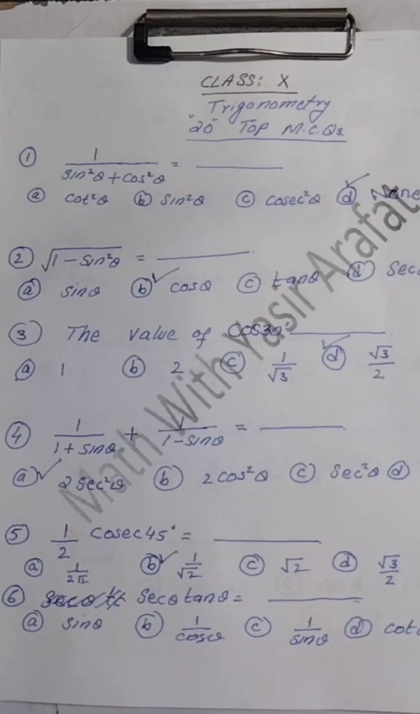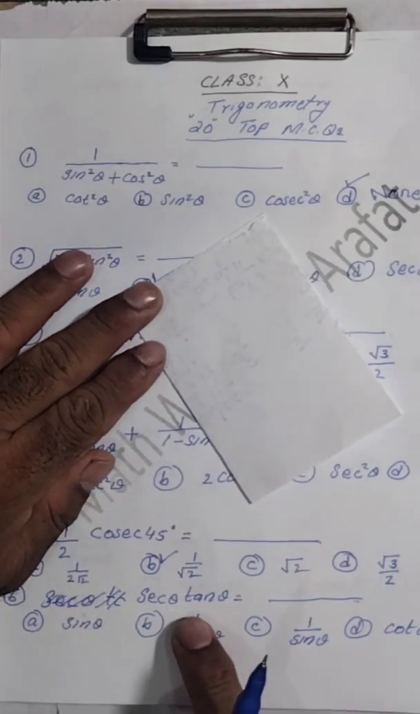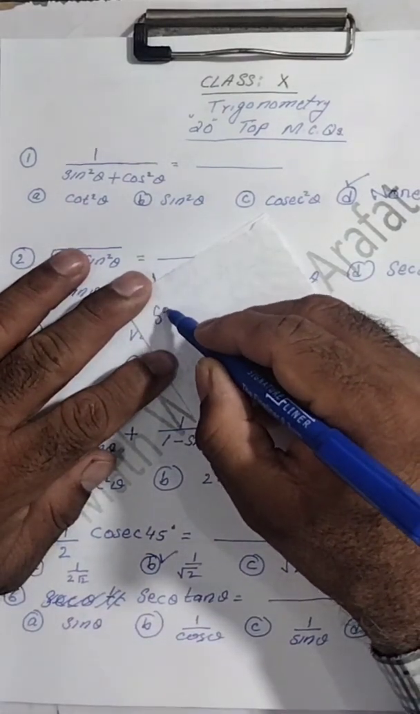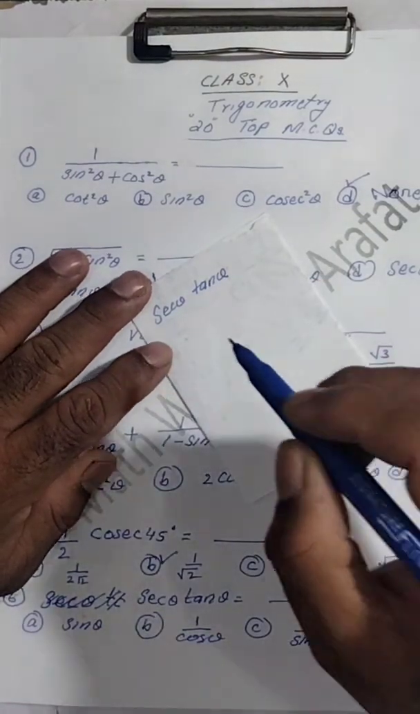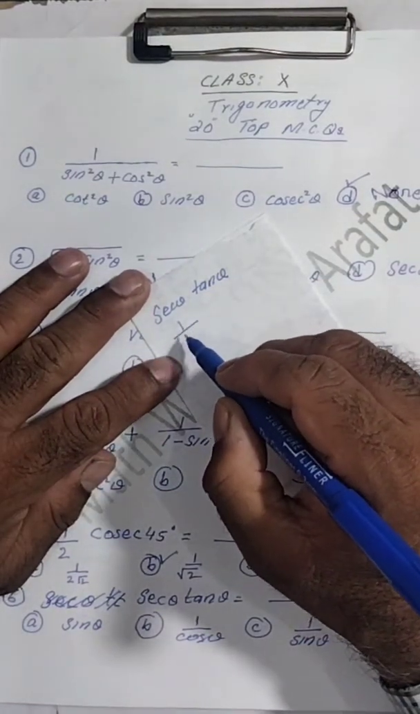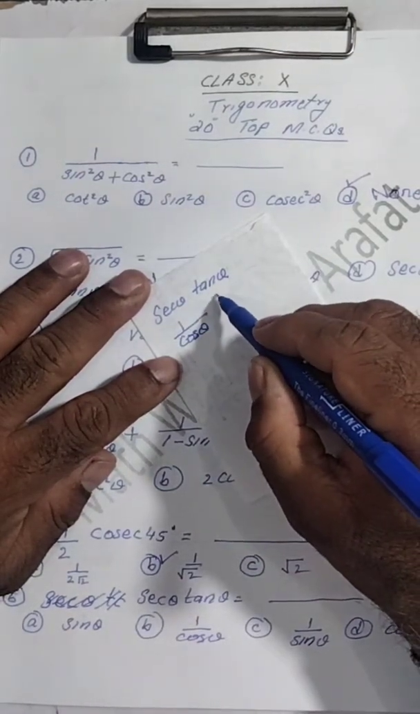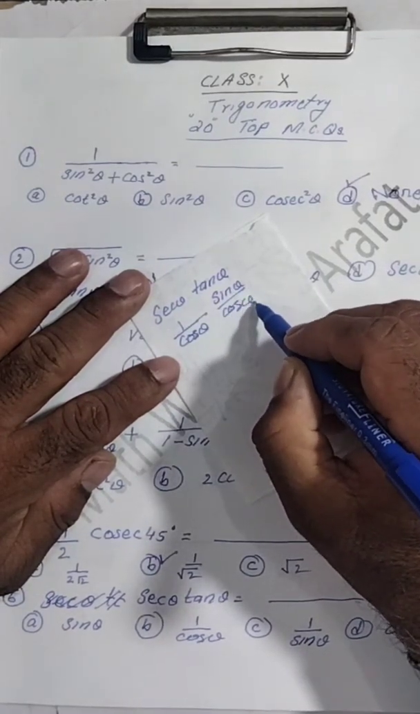Now come to the next MCQ, students. Remember that we are going to discuss the most important MCQs of trigonometry for class 10. Now come to the sixth MCQ here: sec theta into tangent theta. Sec theta means we have the formula 1 over cos theta, and tangent theta is sin theta over cos theta.